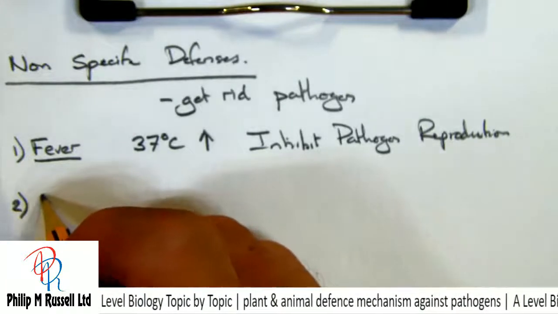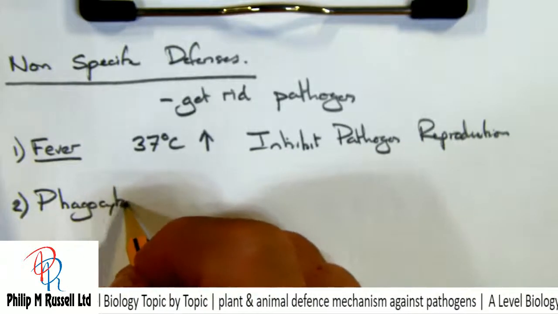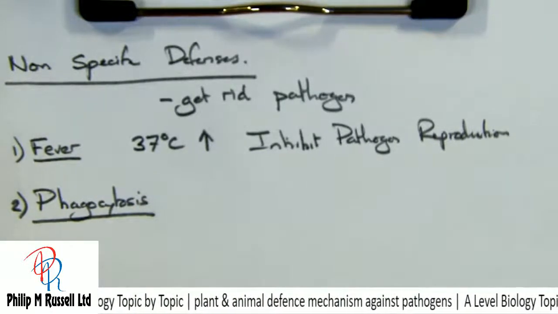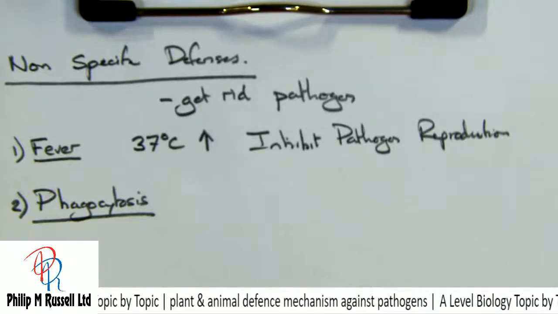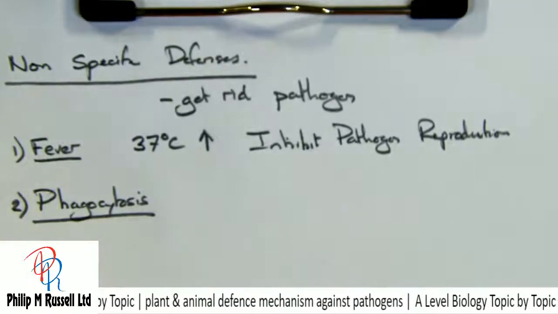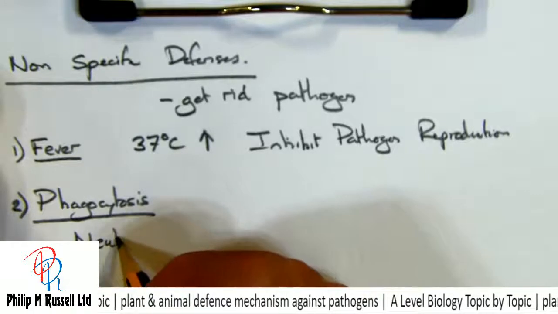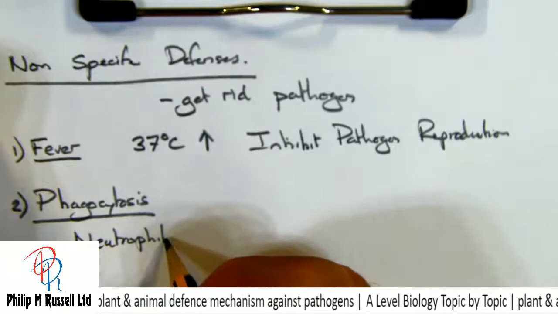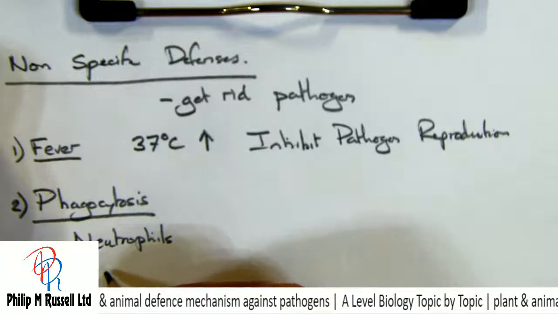Now the next one is phagocytosis. Phagocytes are special white blood cells that are going to engulf and destroy the pathogens. There are two main types: neutrophils, and macrophages.